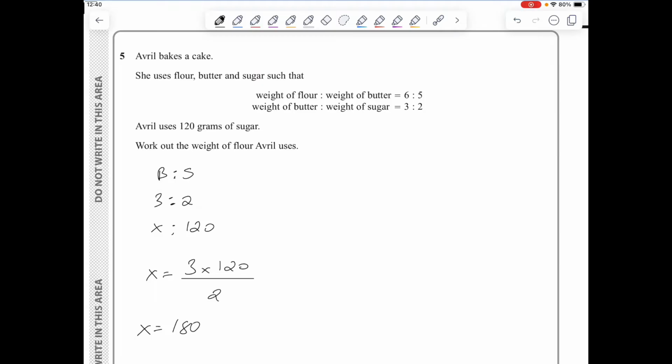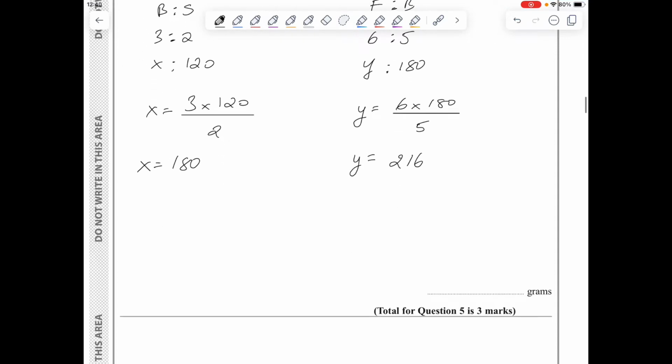Now let's use the ratio F to B, flour to butter. This is 6 to 5. I know there are 180 grams of butter, y grams of flour. So y is equal to 6 times 180 over 5. Put this on the calculator, you're going to get 216. And this is the weight of flour and the final answer for this question.